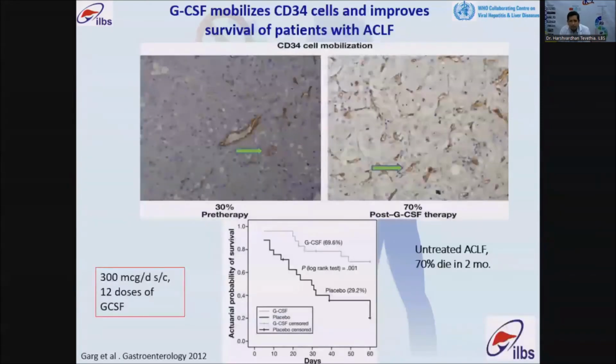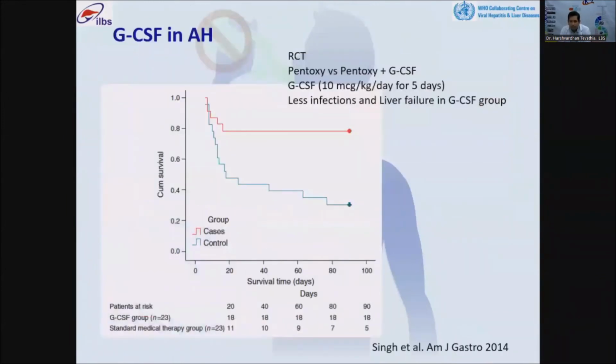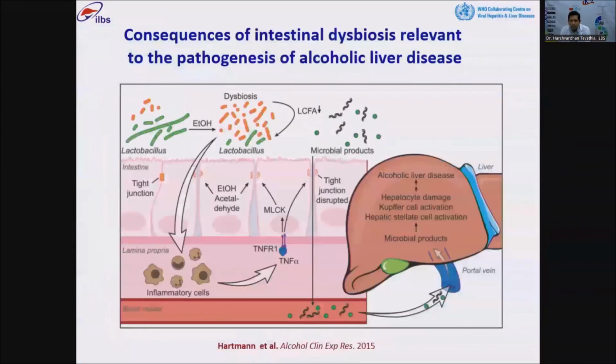This was a study which was done in 2012 from All India Institute, which had shown that GCSF mobilized stem cells and improved survival in patients with ACLF. And there was an arm which was not treated, where 70% died in 2 months. So these were some of the salient features. Then this was another study from PGI Chandigarh, where they had compared GCSF with Pentoxyfylline, and there were fewer infections and less liver failure in the group which received GCSF.